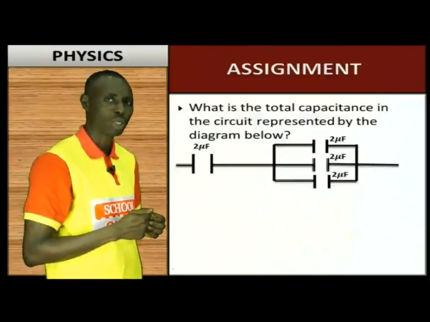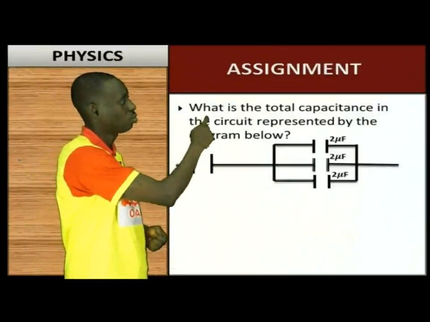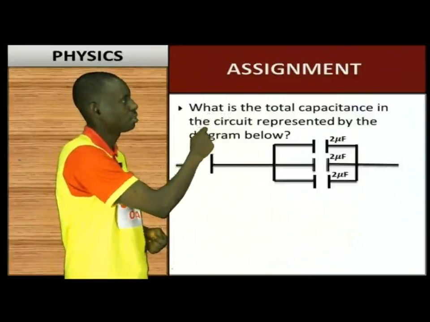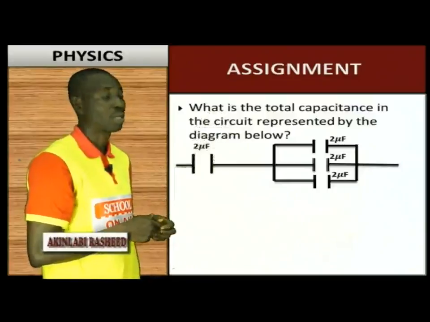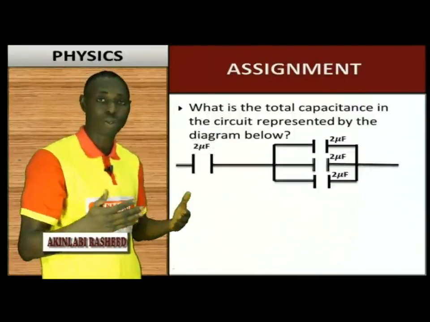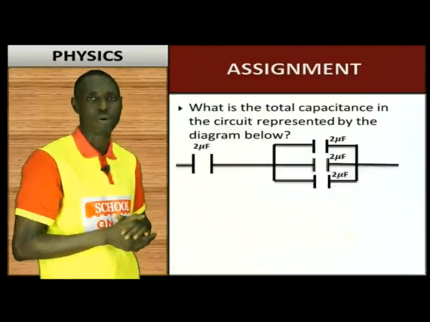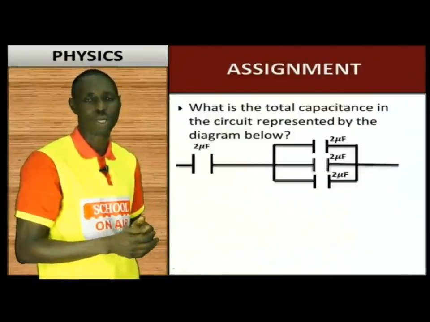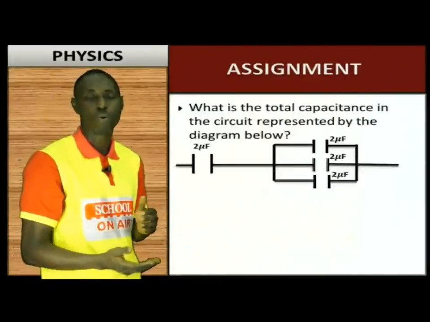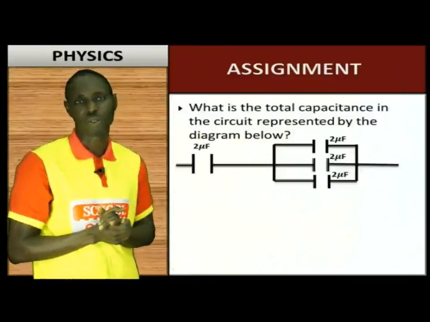But before we go, I want you to take note of the assignment that is on the board. The assignment is asking: what is the total capacitance in the circuit represented by the diagram above? The capacitors may be in series, or they may be in parallel. When they are in parallel, we add them together, like resistors in series. But when they are in series, we treat them the way we treat resistors in parallel.